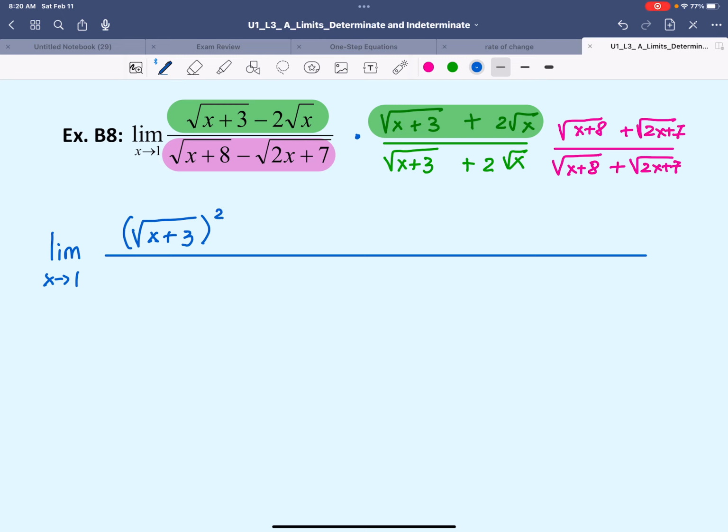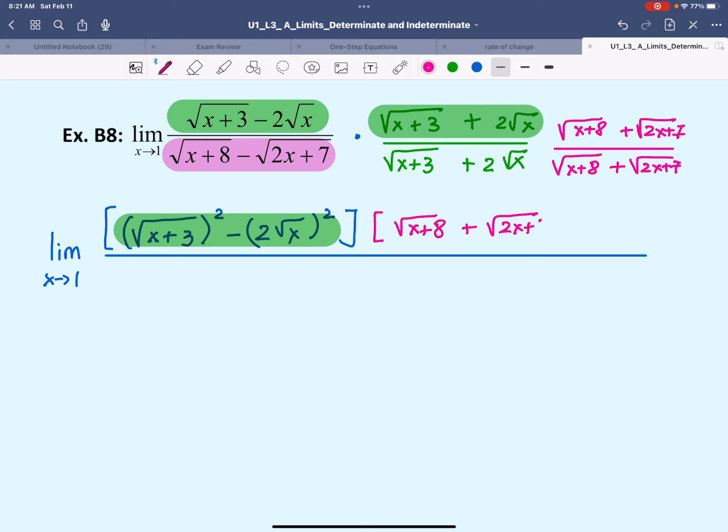So we have (x + 3) squared minus (2 root x) squared. So these together will make the product of these two conjugates. I'll keep them inside the brackets, obviously, because we have a binomial here, so there are two terms. And we have to write the other factor, which is the root of x plus 8 plus the root of 2x plus 7. And I will close the brackets here.